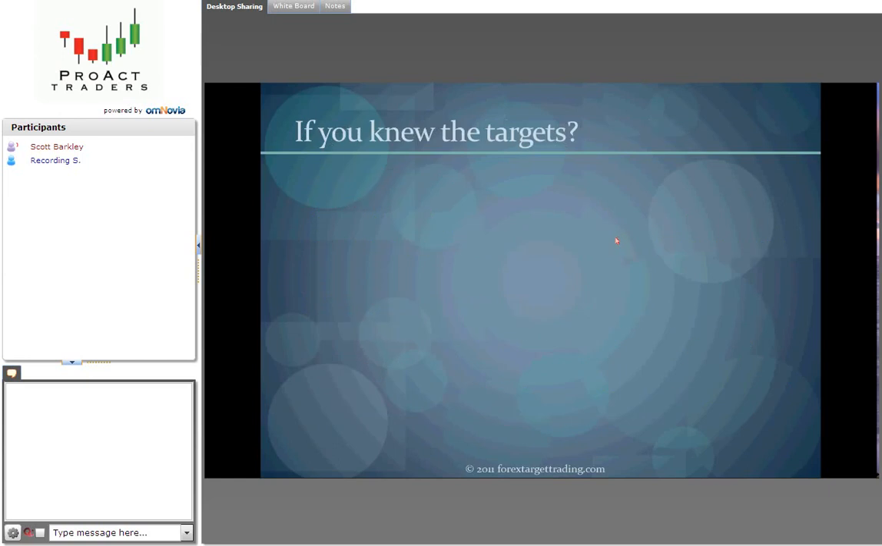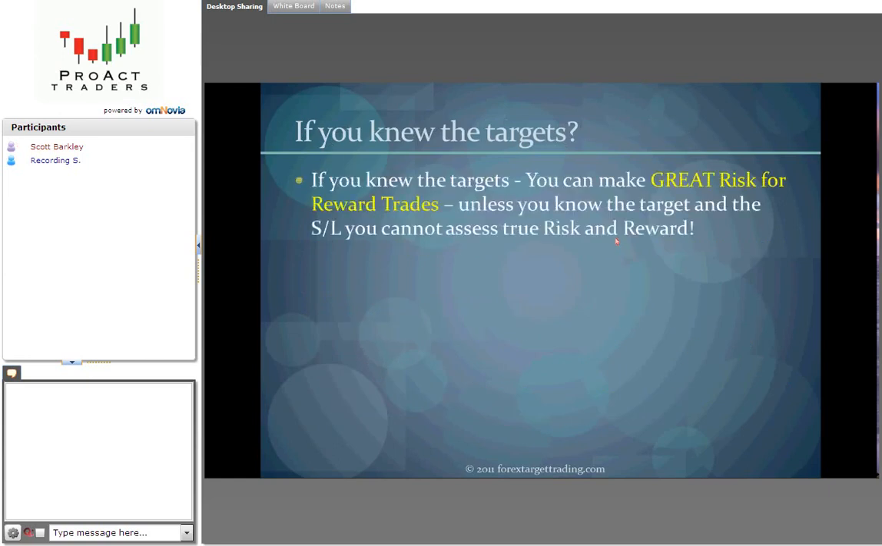Now, if you knew the targets, you can make great risk and reward trades, and unless you know the target and the stop loss, you can't even assess true risk and reward. That's one of the problems retail traders run into. They've got a 30 pip stop on the trade, it starts to take off, and then all of a sudden it starts to back off, and they're up 12 pips. They go, oh my gosh, it's not going right, I'm going to click it out. Well, they just risked 30 pips to make 12 pips, okay?